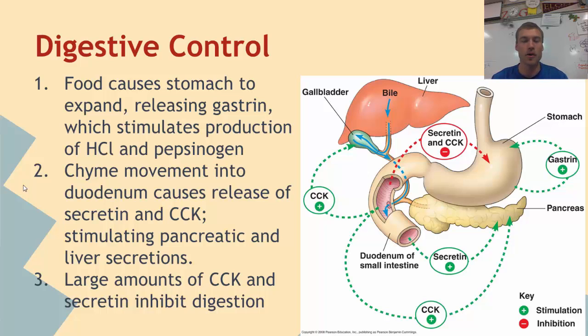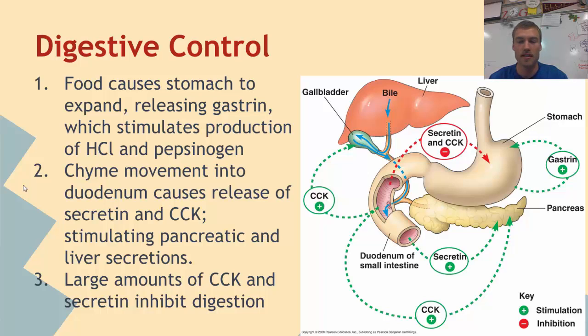That gastrin is then going to stimulate production of hydrochloric acid and pepsinogen, which is then released into the stomach. So the stomach produces its own gastrin, which then stimulates the stomach to release hydrochloric acid and pepsinogen. Kind of a weird thing, but it is the endocrine system because it goes out into the bloodstream and back in. When the chyme moves into the duodenum, this causes the release of secretin and CCK.